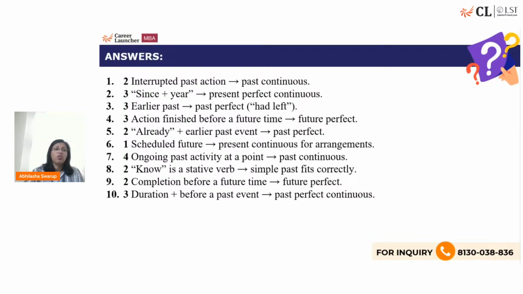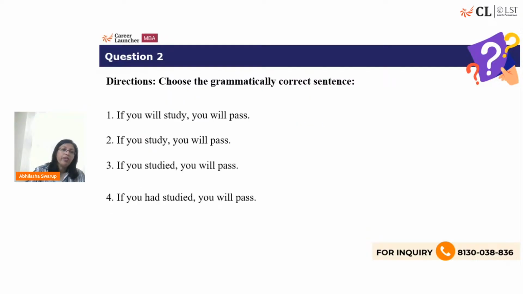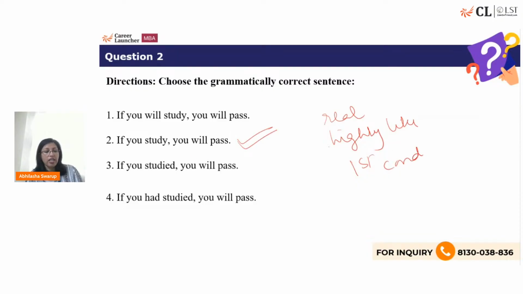All right. Let's do the last set of questions, which is conditionals. Now remember, if it is universal truth, you must use the zero conditional, which is simple present, simple present. So if you heat ice, it melts, and that's the correct answer. This is zero conditional. If you will study, you will pass? No. If you study, you will pass. If you studied, you will pass? Now remember, for real conditions and highly likely ones, you use the first conditional. So therefore, if you study, you will pass will be the correct answer.